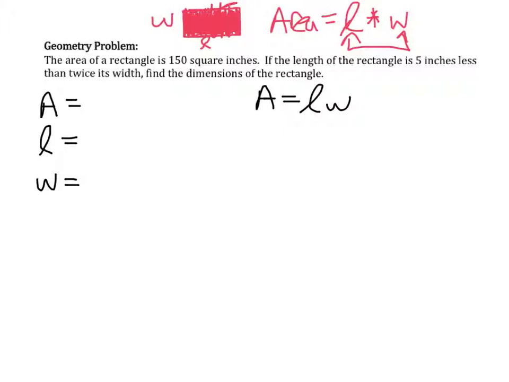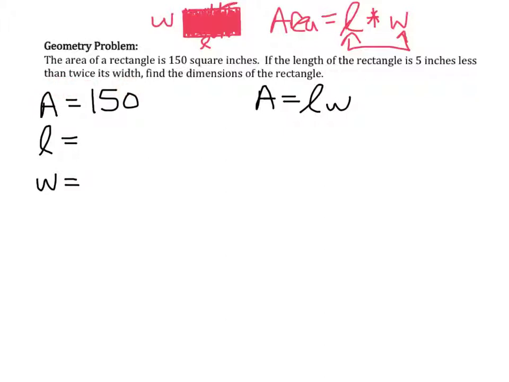It says the area of the rectangle is 150 square inches. Notice here, 150 is a number. So I have my area. Now I'm going to go to my next sentence, and hopefully it'll tell me something about my length and my width. It says the length of the rectangle. So this is a sign that they're going to tell us what the length is. It is 5 inches less than twice its width.